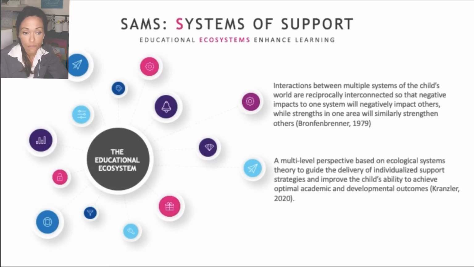A multi-level perspective based on ecological systems theory can guide the delivery of individualized support strategies and improve the child's ability to connect with the material and achieve optimal academic and developmental outcomes. Community partnerships that can support the educational ecosystem include opportunities for parental involvement within the learning community, as well as connecting families to needed resources and partnerships with community-based organizations, among others.